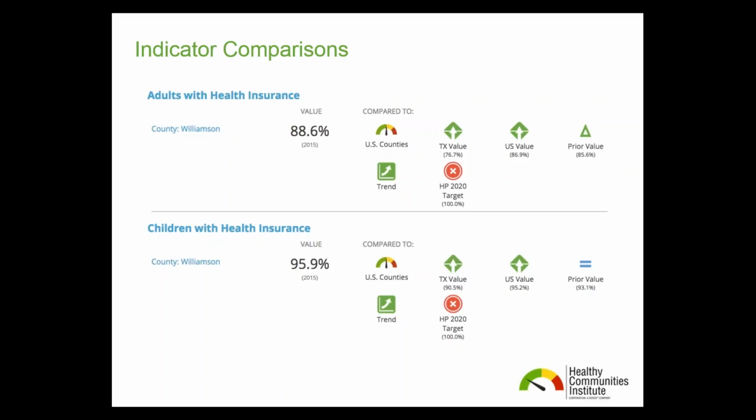The county value is also better than the U.S. state value of 86.9%. The prior value is a green upwards triangle, meaning that the value has improved since the last measurement period, which is 85.6%. The trend is a green box with an arrow, meaning that the last 4 measurement periods have been trending up, which is good in this case. And finally, this indicator value does not meet the Healthy People 2020 target of 100% of covering all adults with health insurance.